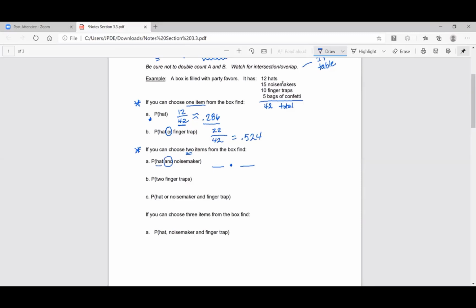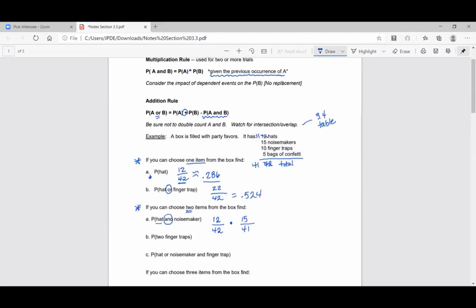First, we want to get a hat. So what's the probability we get a hat? 12 out of 42. And means multiply. What's the probability that we get a noisemaker? And this is where we need to be careful because we already grabbed that hat out of there. So now there are only 11 hats. And there's only 41 total items. So when we go to get the noisemaker, it would be 15 out of 41.